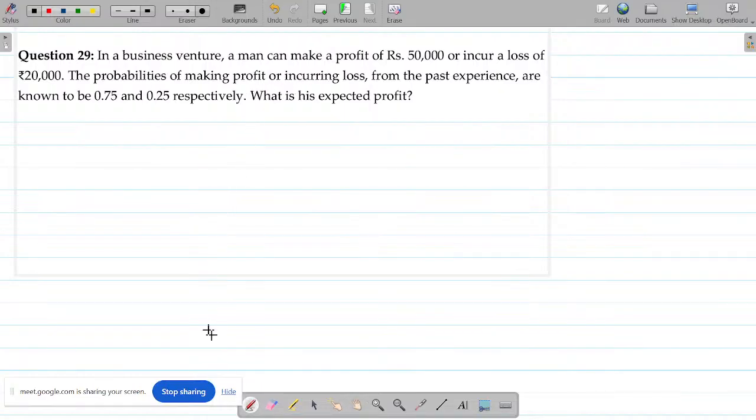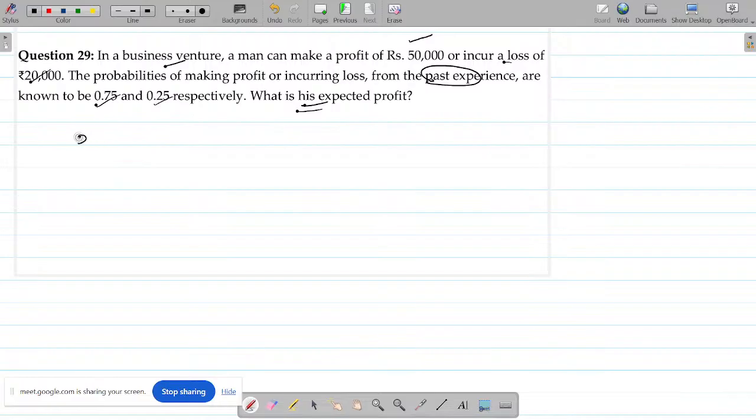Question number 29. In a business venture, a man can make a profit of 50,000 rupees or incur a loss of 20,000 rupees. The probabilities of making profit or incurring a loss from the past experience are known to be 0.75 and 0.25 respectively. What is his expected profit? Okay. It's not a tough problem at all.